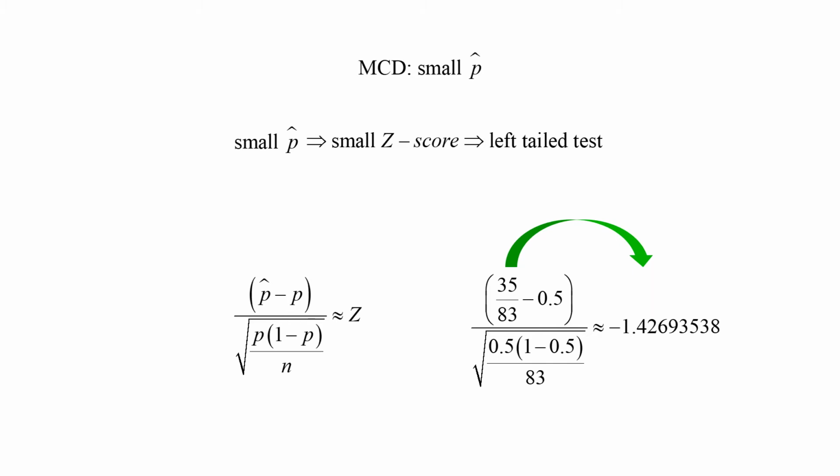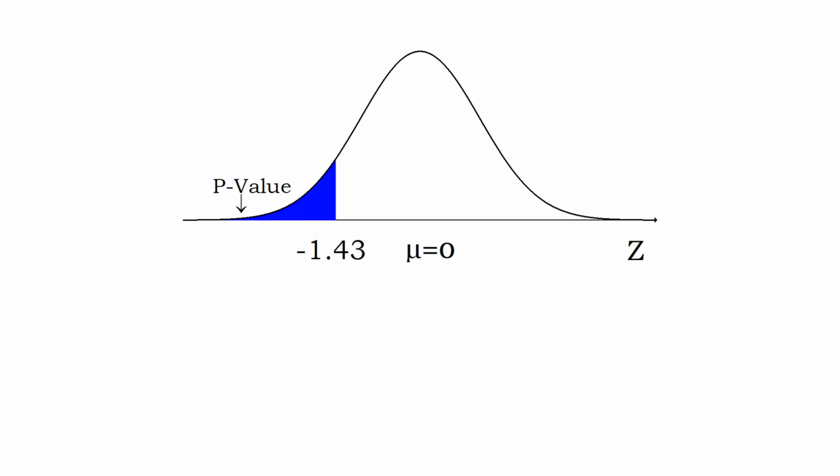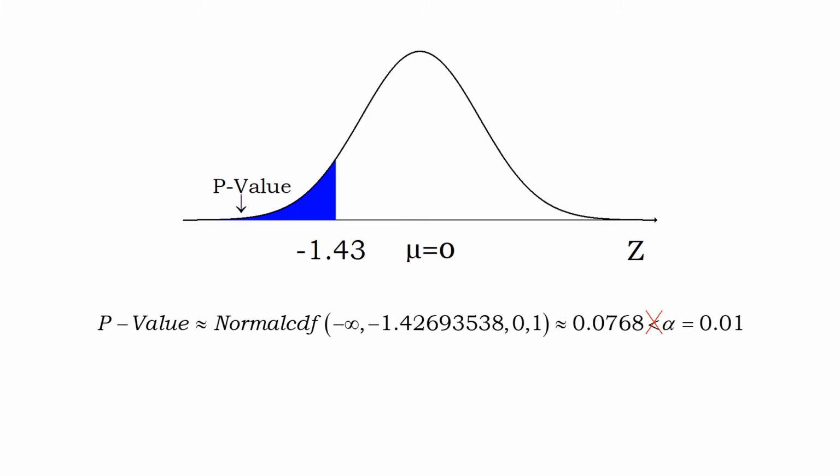So our p-value is the area to the left of negative 1.42693538 on the z-graph. On my graph, I rounded the z-score to save space. But when I go to use my normal CDF, I'm not going to use that rounded 1.43. We want the area to the left of our test statistic. So our lower limit would be negative infinity, and our upper limit would be our actual test statistic.